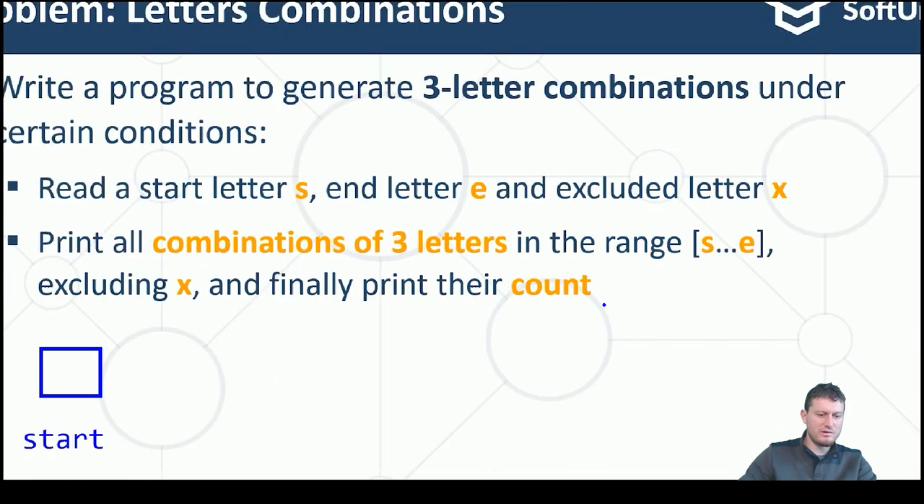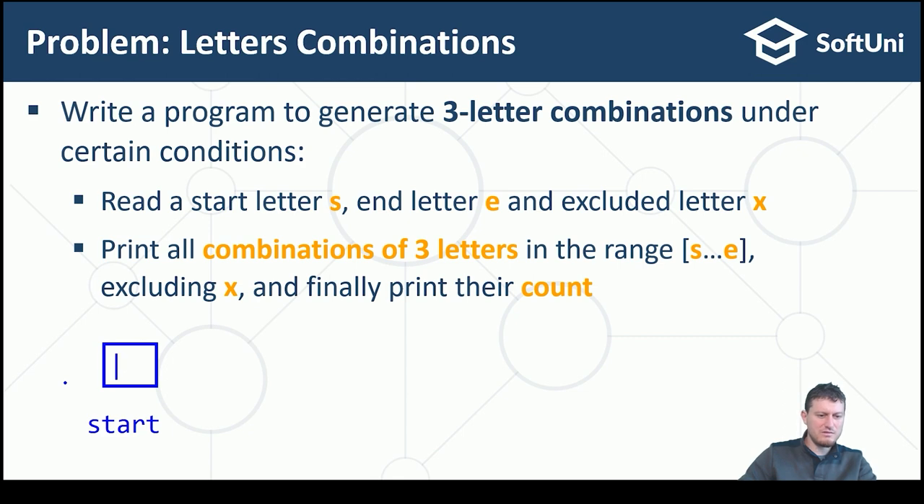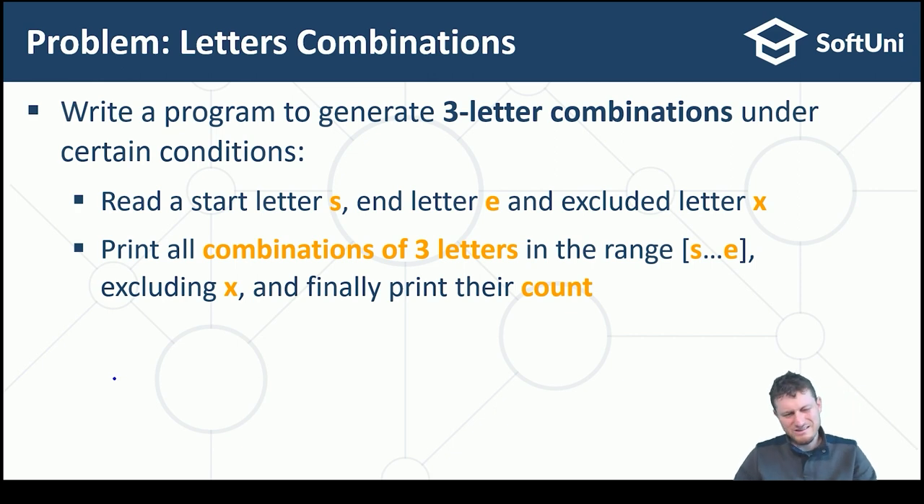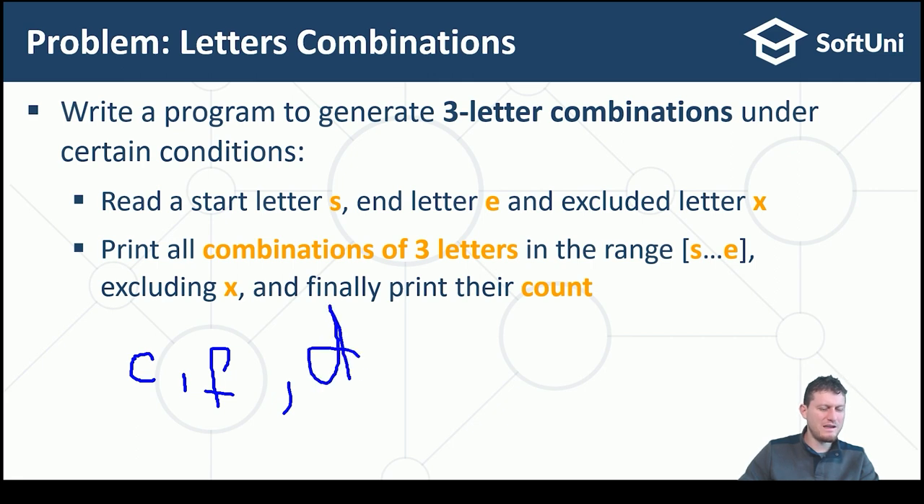For example, the start letter might be C. The end letter might be F. So we have these letters in the range: C, D, E, F. So we have from C until F, excluding, for example, D. So we have C, D, E, F, but without D, because it's excluded.